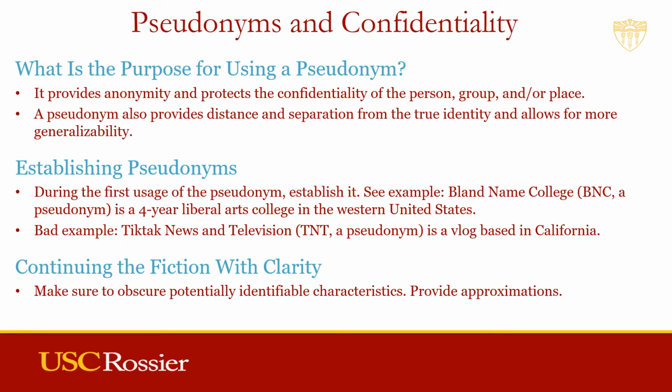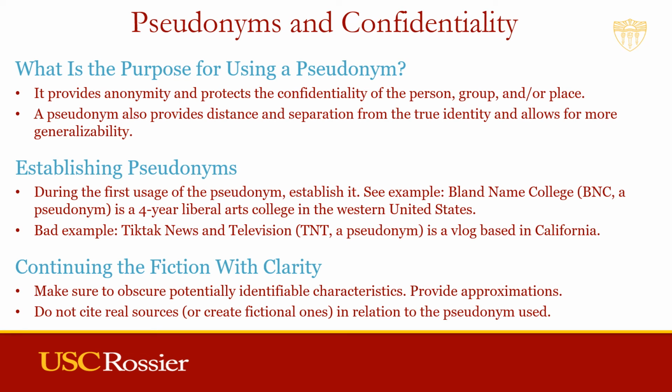For instance, you should provide approximations and paraphrasing instead of precise numbers in directly quoted text, because the latter is identifiable. Additionally, you should not cite real sources that directly or indirectly identify your organization or people, and you should definitely not create and cite fictitious sources.